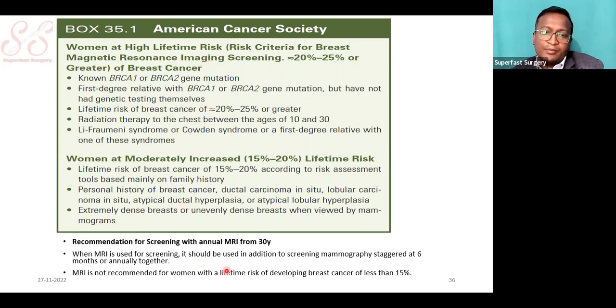One important point is that we need not do MRI when the risk is less than 15%. And we should always combine mammography with MRI whenever possible. Mammography can be done every 6 months or annually together with MRI. And ideally, the breast MRI should be performed between 7 to 15 days of the menstrual cycle, just like mammography.